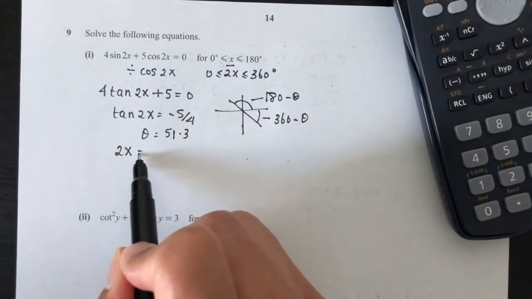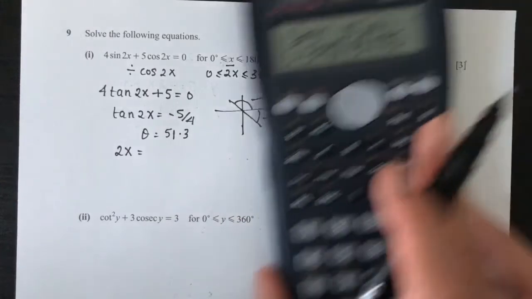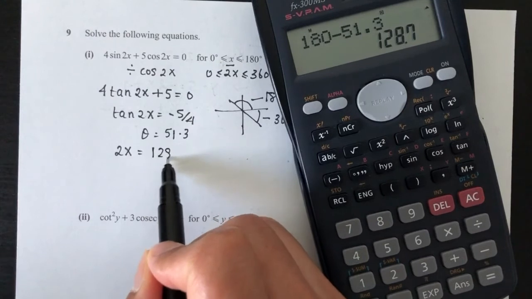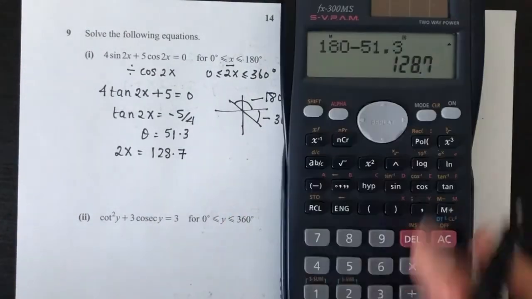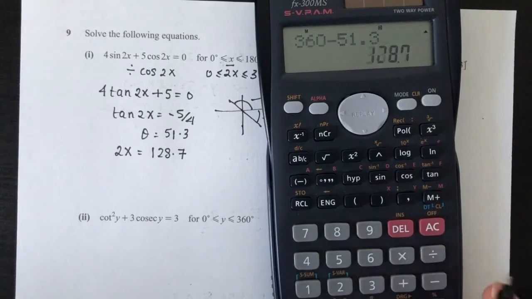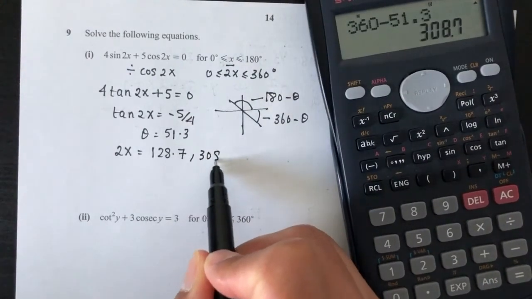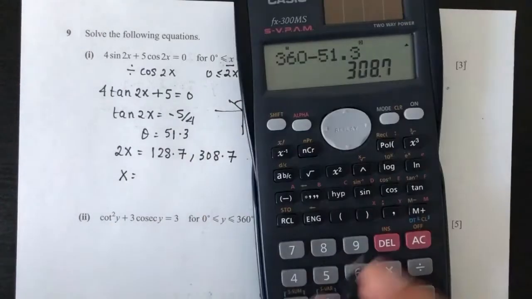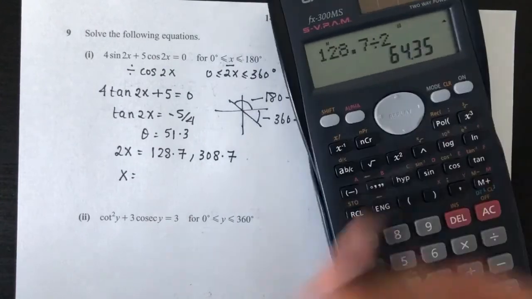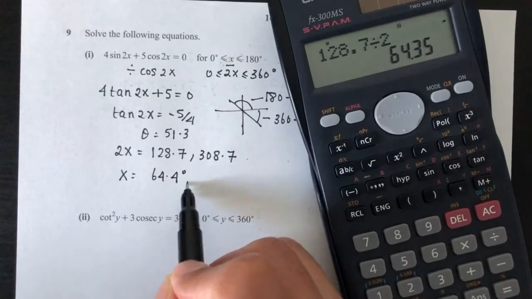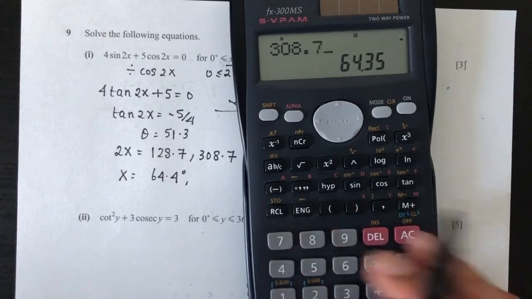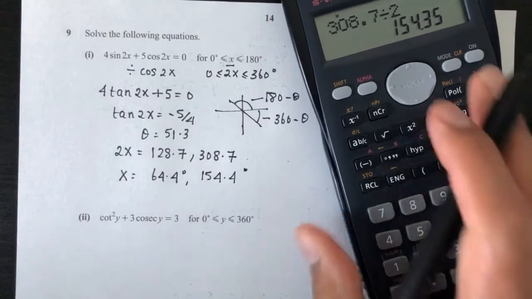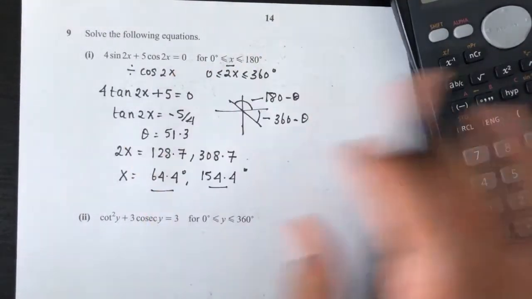So 2x for the first one will be 180 minus theta. So 180 minus 51.3. That should be 128.7. And this one is 360 minus 51.3. That should be 308.7. Now the value of x will be divided by 2. That will be 64.4. And you will have 308.7 divided by 2. That will be 154.4. That will be your two values for x for that equation.